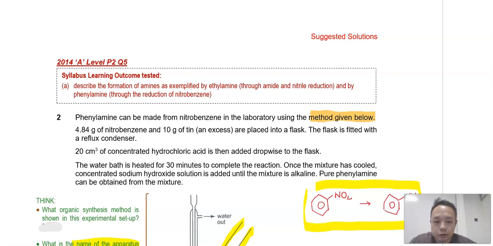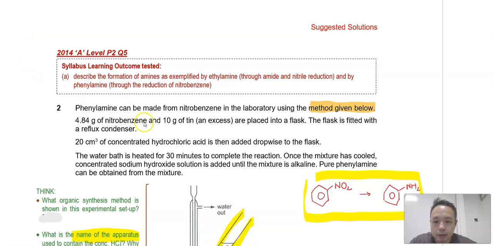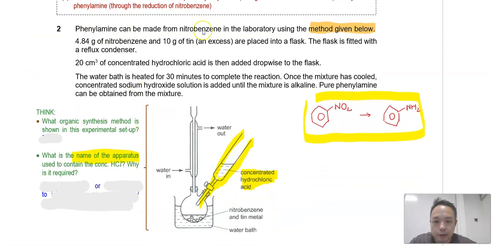Okay, moving on to the nitrogen compounds tutorial question 2. So question 2, in this case, we are looking at making phenylamine from nitrobenzene in the lab. So this is a very classic reaction involving nitrobenzene being reduced to phenylamine. Of course, in this reaction, you need your standard tin in excess concentrated hydrochloric acid.